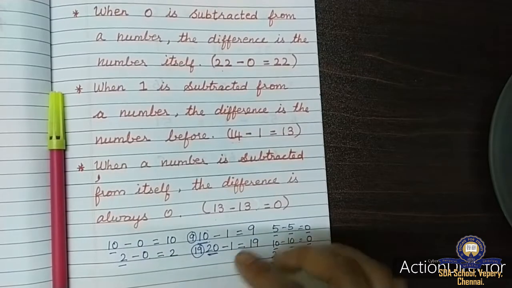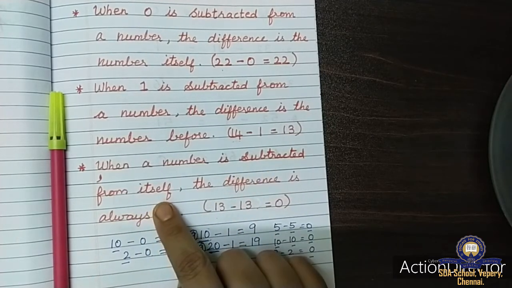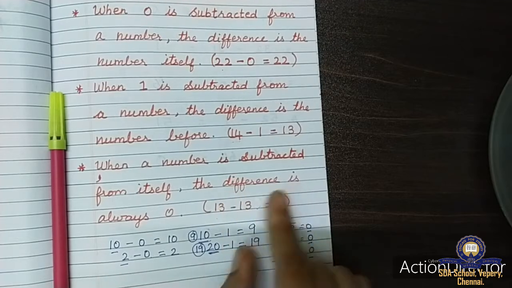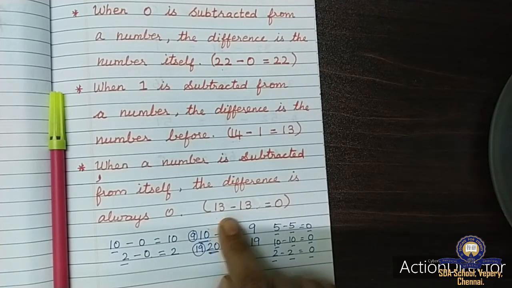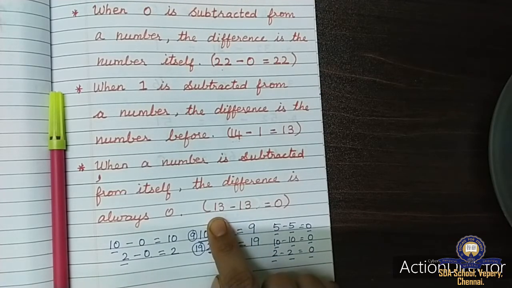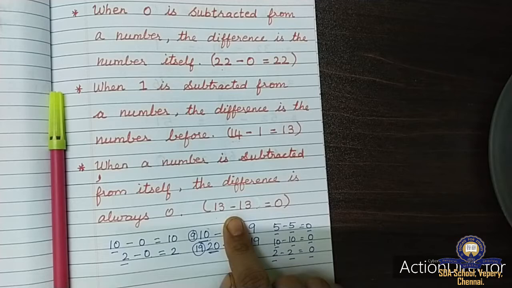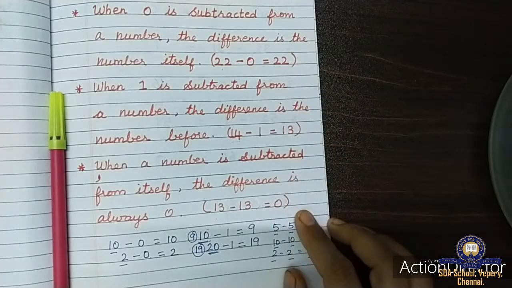And then when a number is subtracted from itself, the difference is always 0. That is 13 minus 13. Both are the same number, 13 subtracted by 13 itself. What will be the answer? 0. So these three facts you will remember.